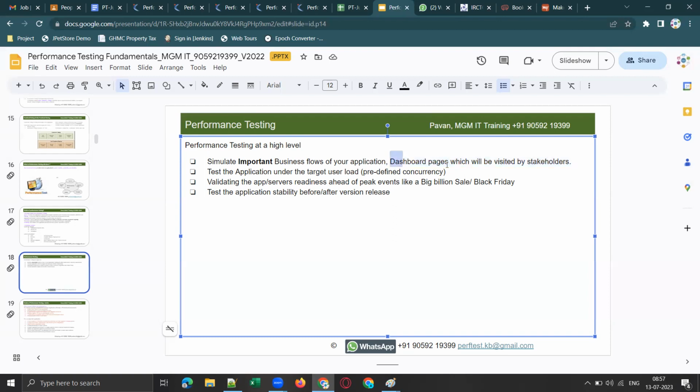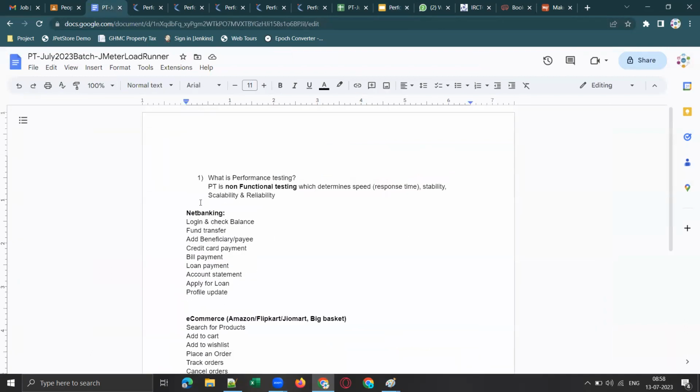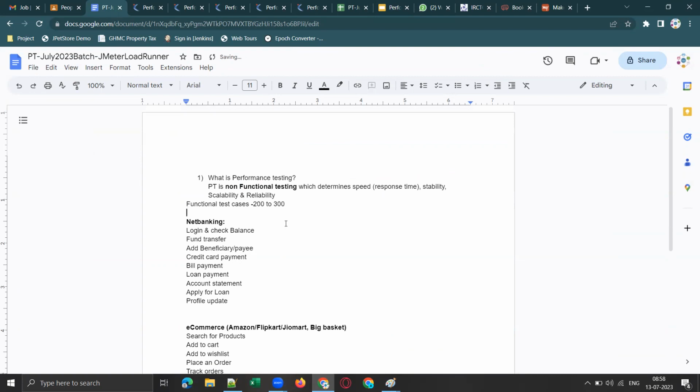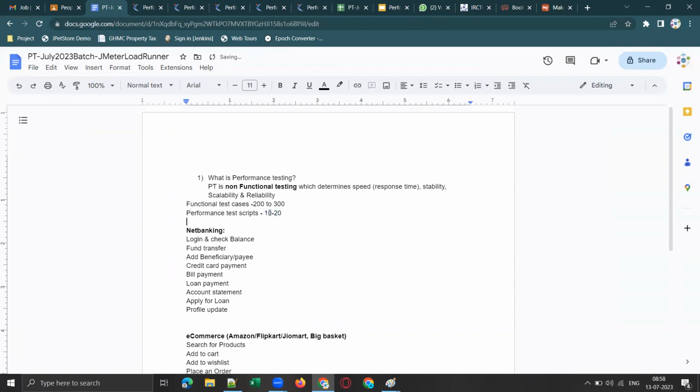So we will include those also in the performance testing, but we will not include all the business flows. Remember that. Suppose the functional test cases for an application are 200 to 300. The performance test flows will be hardly 10 to 20. Performance test scripts will be hardly 10 to 20 only. That is the average number of performance test scripts in any project.